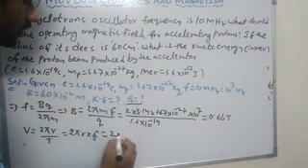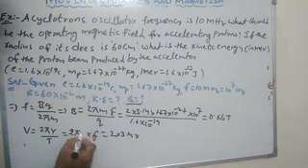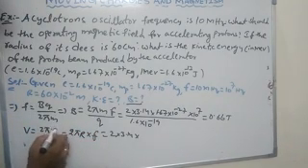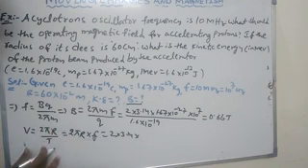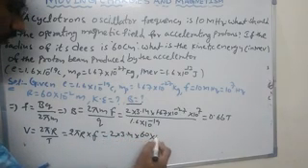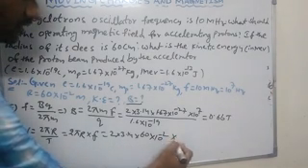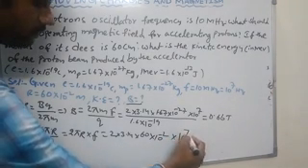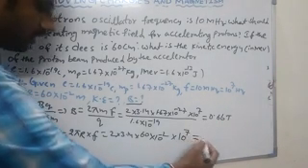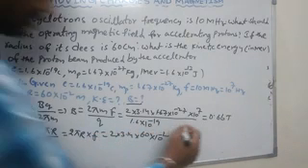That is how much? 2 into pi value 3.14. Radius is how much given here? You can take capital R. 2 pi r into frequency. 2 into 3.14 into r value here 60 into 10 power minus 2, and frequency is 10 power 7. So this you can simplify. You will get 3.78 into 10 power 7 meter per second.